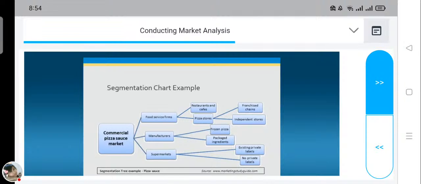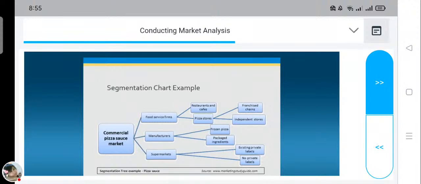What this allows you to do is map out visually in a flow chart how you're breaking down your markets. So let's pretend that we are a manufacturer of commercial pizza sauce, and we want to begin breaking down possible markets to target our social media efforts towards. And we've decided that we service food service firms, other food manufacturers, and supermarkets. Those are our broad audiences.